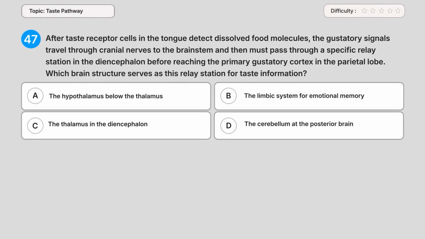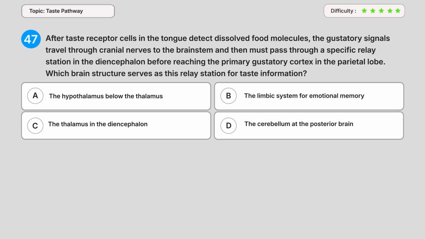47. After taste receptor cells in the tongue detect dissolved food molecules, the gustatory signals travel through cranial nerves to the brainstem and then must pass through a specific relay station in the diencephalon before reaching the primary gustatory cortex in the parietal lobe. Which brain structure serves as this relay station for taste information?